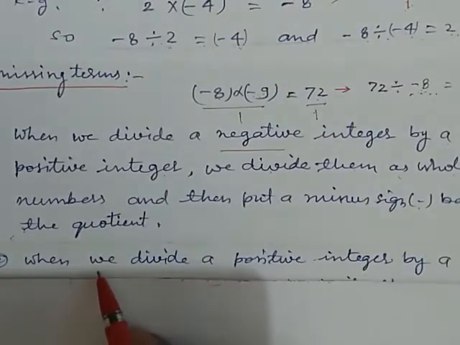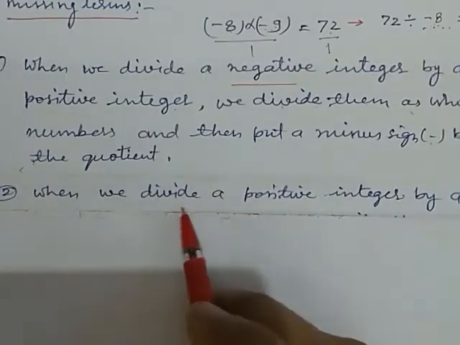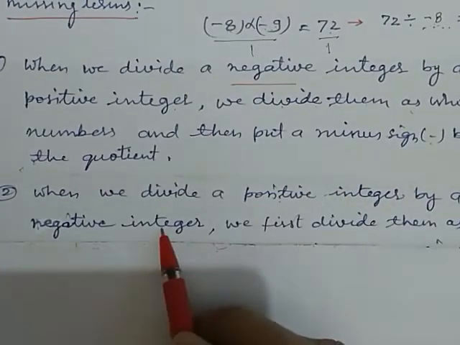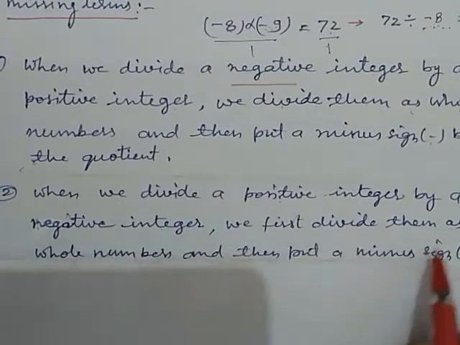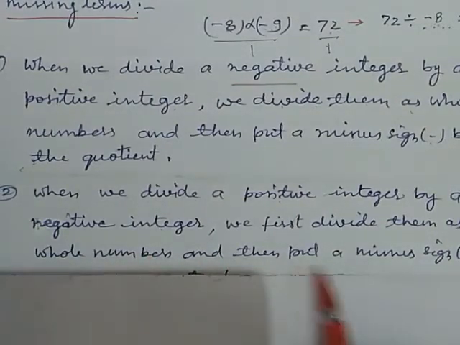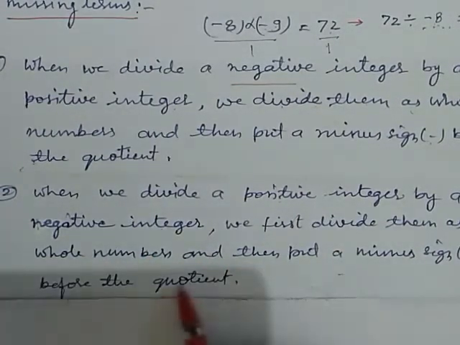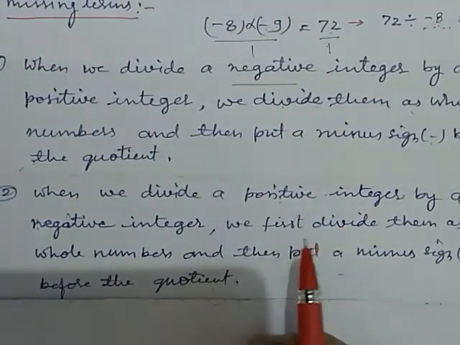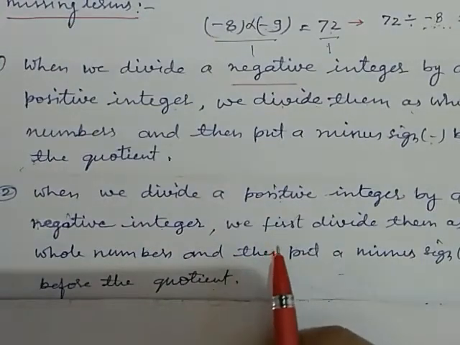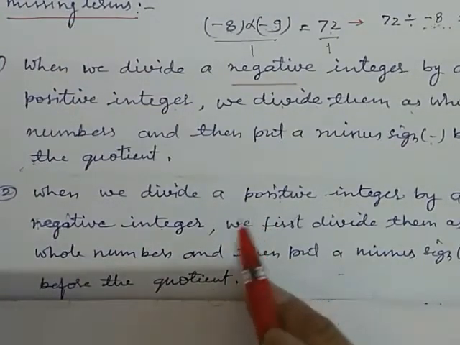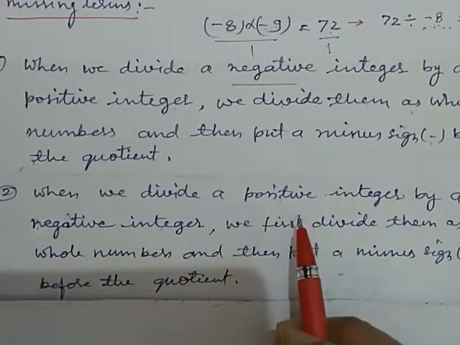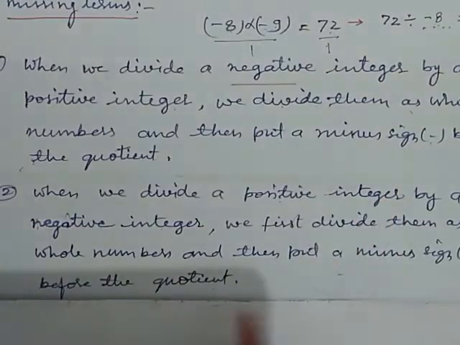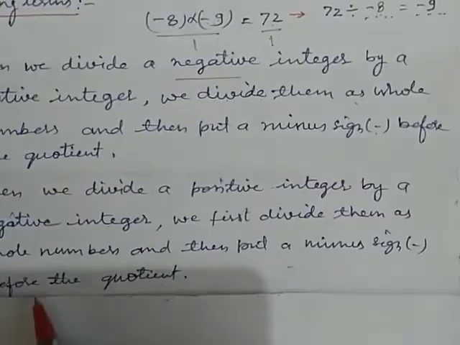Okay. Now the next conclusion. When we divide a positive integer by a negative integer, we first divide them as whole numbers and then put a minus sign before the quotient. In both these cases, we just ignore the sign and make the division, then we put the negative sign, because one number is positive and the other is negative. So this is the case of positive into negative. So we get negative. That's why we put a minus sign before the quotient.